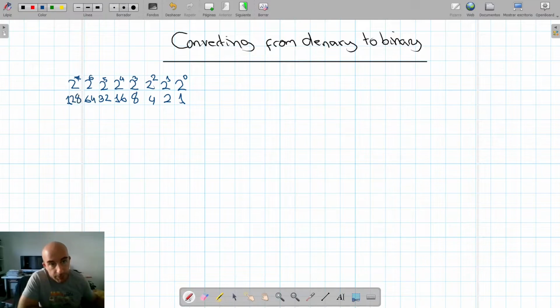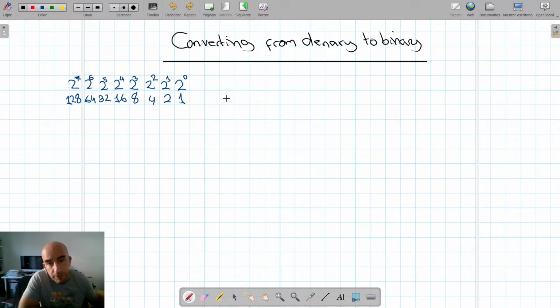Okay, so we get the values by taking the base to the power of the position from right to left, and this is done in any system we want to convert to if we start with a decimal system. Having seen this, let's check some examples.